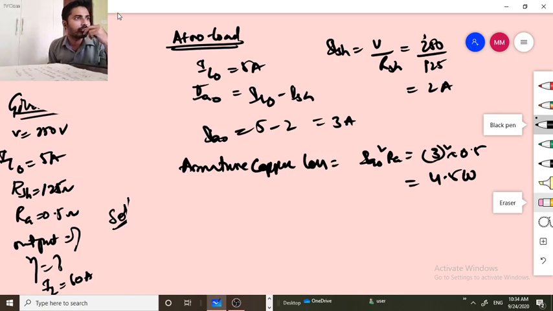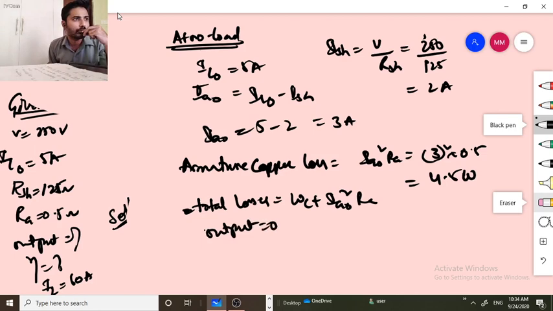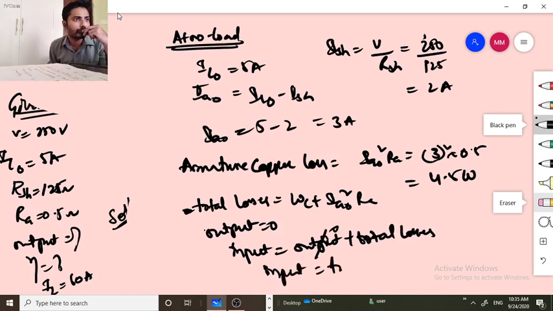Okay. Now we want total loss, which is equals to constant loss plus IA naught square RA. So which is equals to input power. Why? Because this is under no load case. So under no load there is no output power. Output power is 0. So input is equals to output plus total losses. So in this, output is 0 means input is equals to total losses. So which is equals to WC plus IA naught square RA. Okay, so this is total losses.